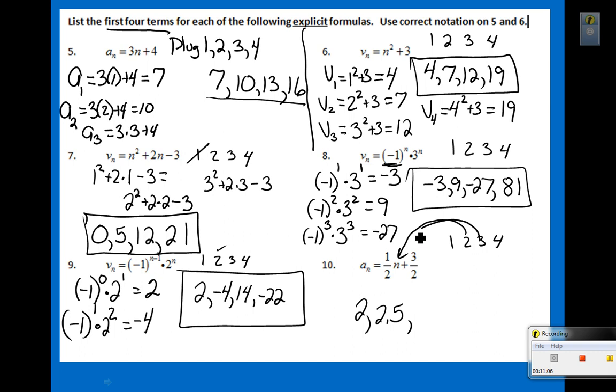Then you're going to plug in a 3, and you're going to get 3. Then you're going to plug in a 4 and get 3.5. That's all there is to it so far. So if you're asked to generate the sequence, you're just plugging in some numbers.